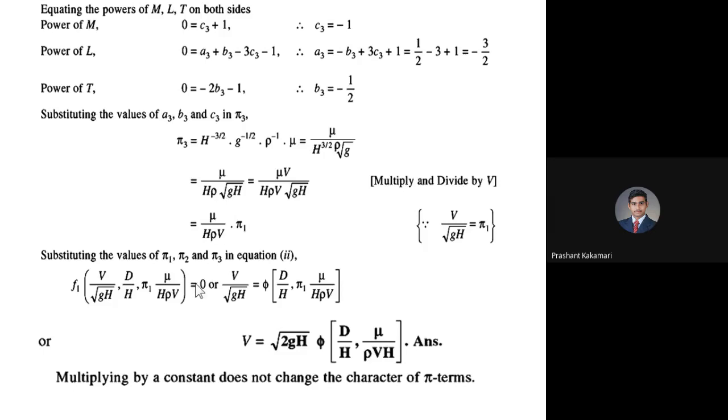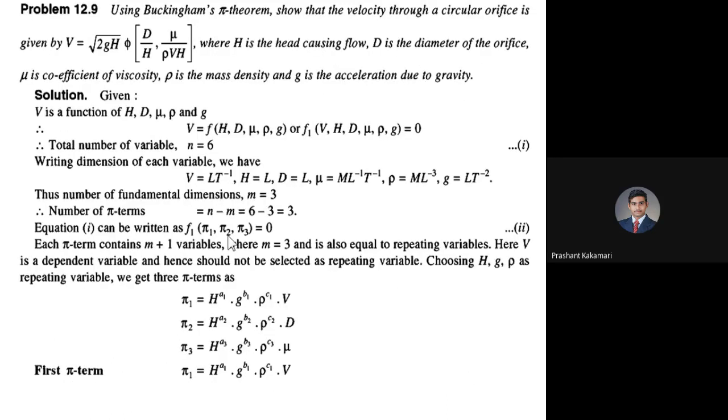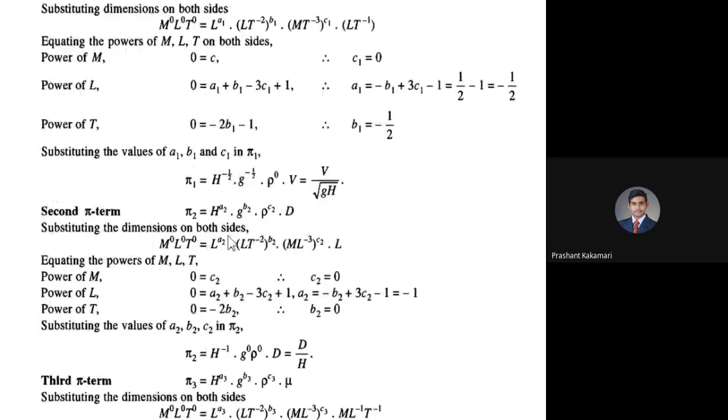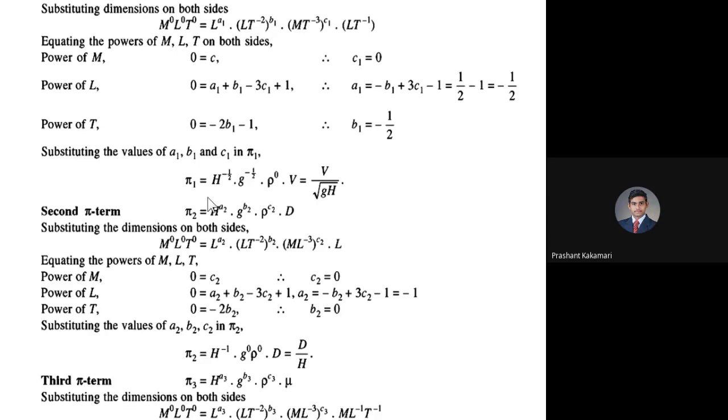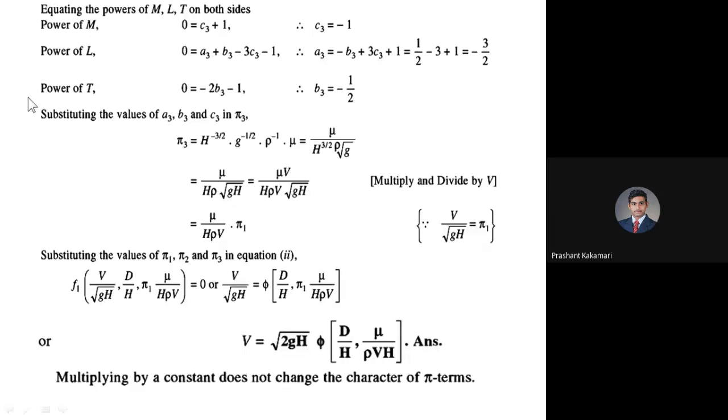After trying, they found: mu divided by h rho v. They have separated one side, because in the question they are asking for mu divided by rho v h. So they are writing it like this: mu divided by rho v h, into the left-out terms: v divided by square root of 2gh. If you see, v divided by square root of 2gh will replace the pi 1 term. So they have taken pi 1 into mu divided by rho vh.